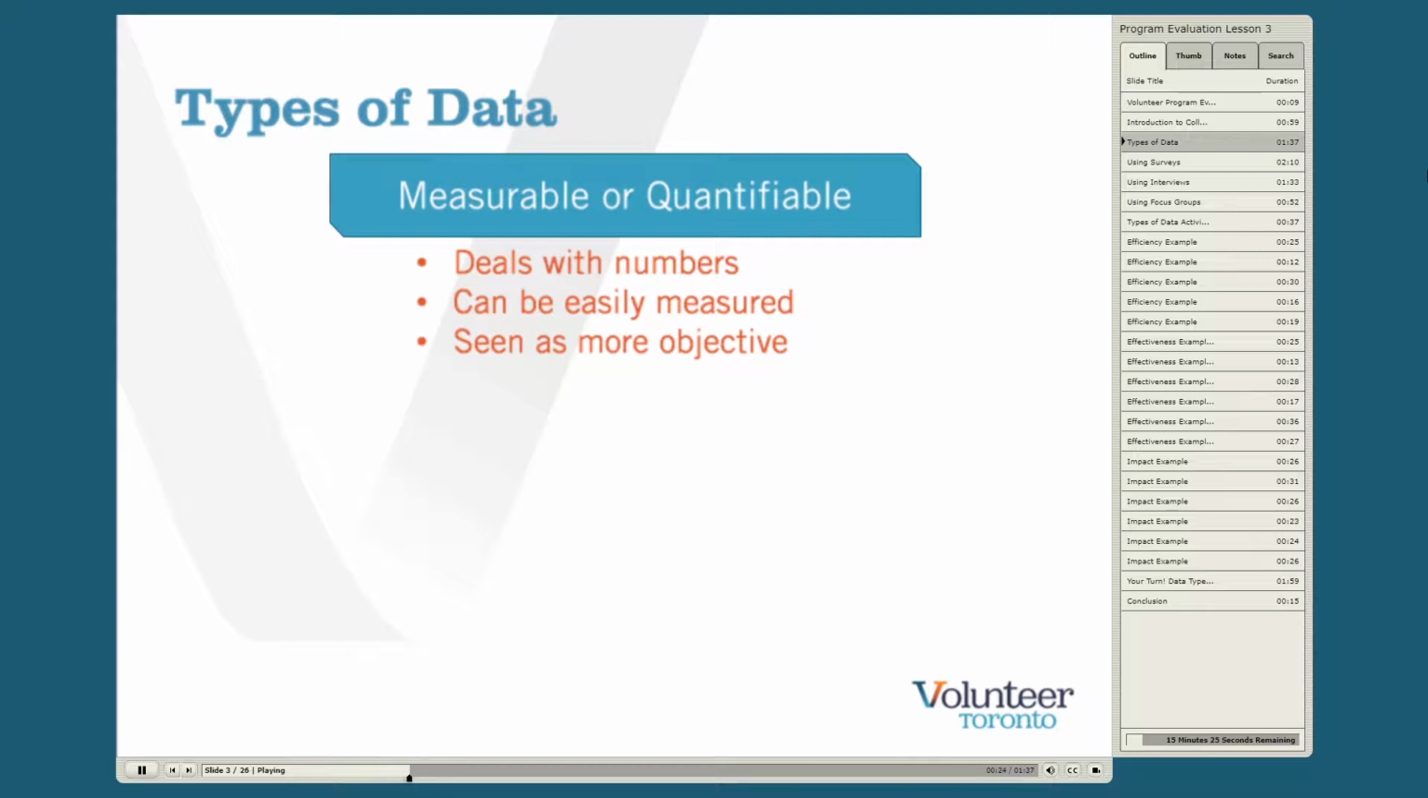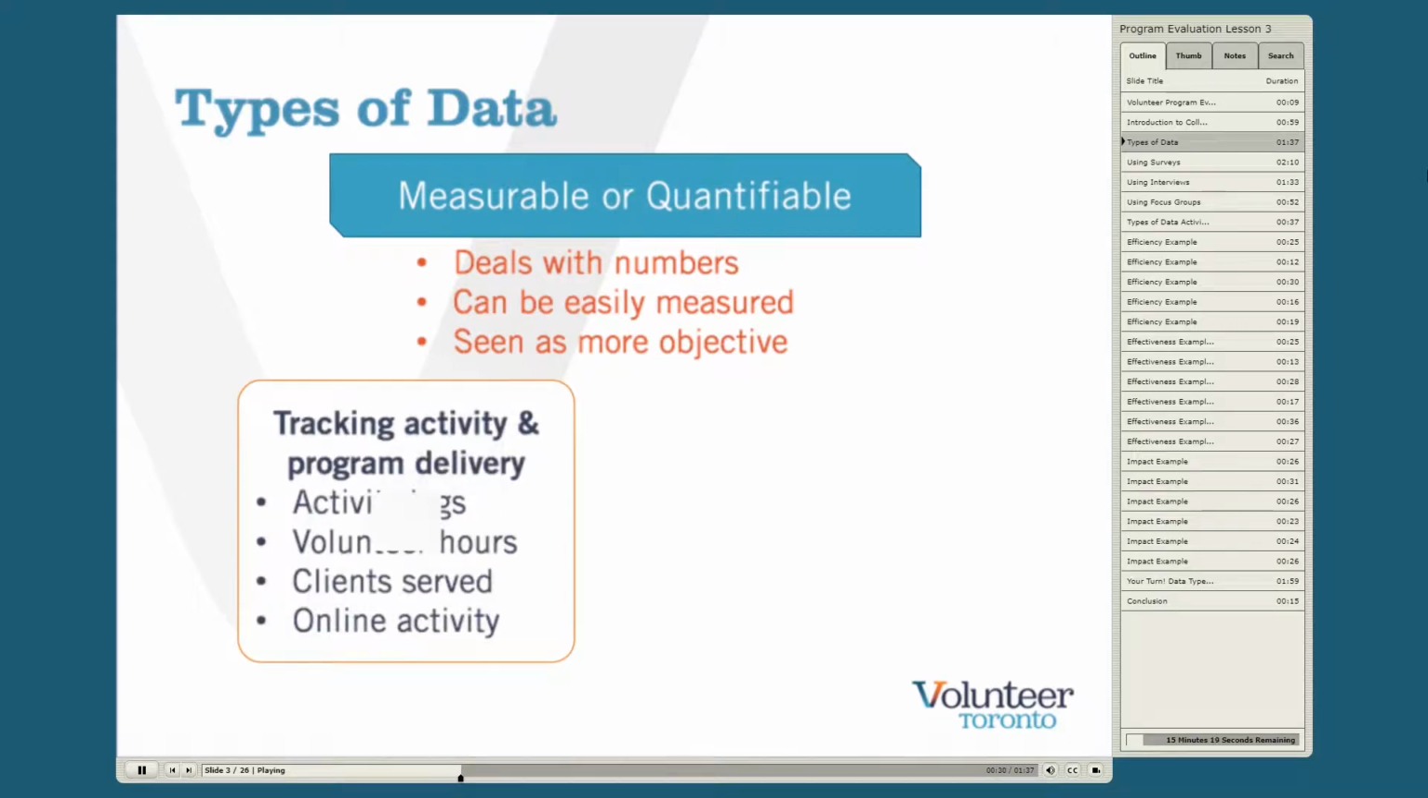There's a few different ways to collect and find measurable data, and you may already have systems in place without knowing it. Tracking activity and program delivery could be done through activity logs, listing tasks or activities completed, tracking volunteer hours, recording number of clients served, and/or online activity. This can help you determine your outputs in an easy way.